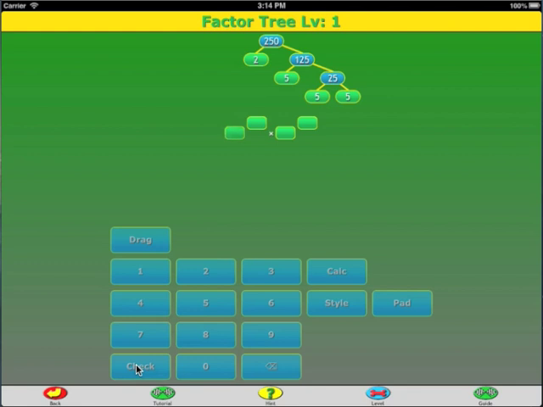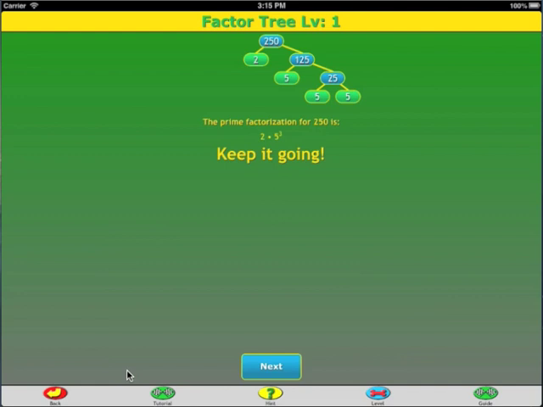Now we must enter the prime factorization. The prime factorization is entered from lowest prime factor to greatest prime factor. The lowest prime factor here is 2. 2 occurs once, so let's enter 1 for the exponent. The next prime factor is 5. It occurs 3 times, so we'll enter 3 as the exponent. This factor tree is complete. The prime factorization is complete.